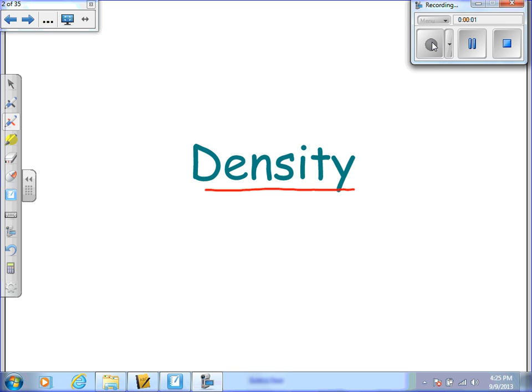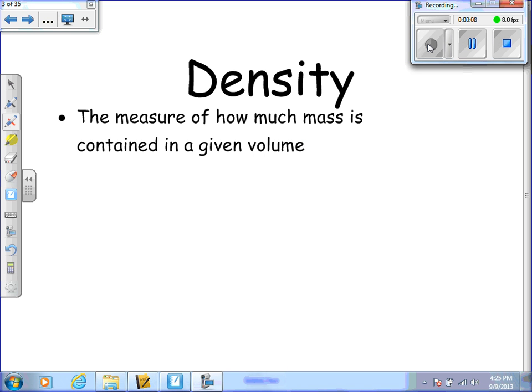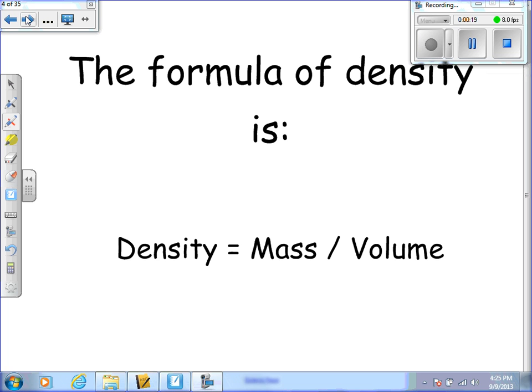Okay, today's lesson is on density. The definition of density is the measure of how much mass is contained in a given volume. The formula to calculate density is mass divided by volume.